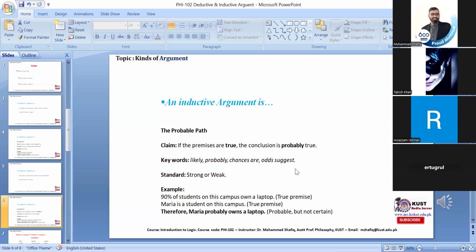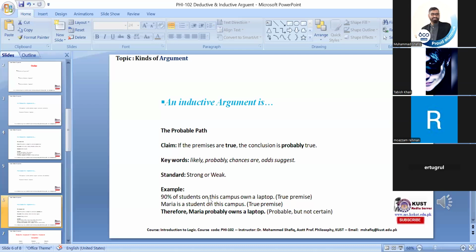Another thing is that in a deductive argument, we see whether the argument is valid or invalid, whereas in an inductive argument we just need to look at whether the argument is strong or weak. If it has more cases, it would obviously be stronger. If it has few cases in the premises, then it would be a weaker argument.